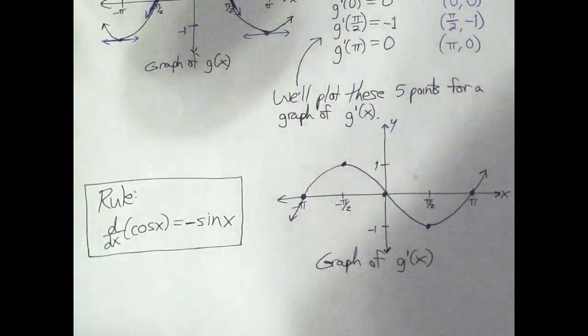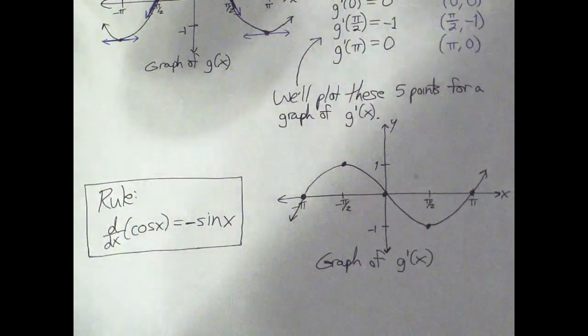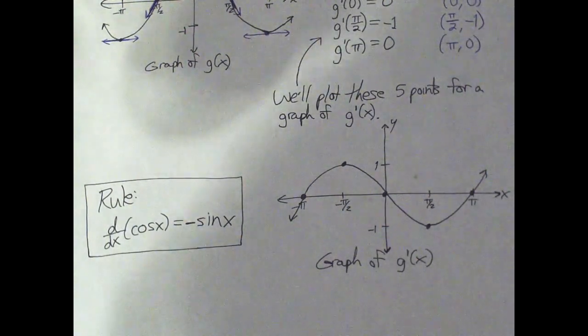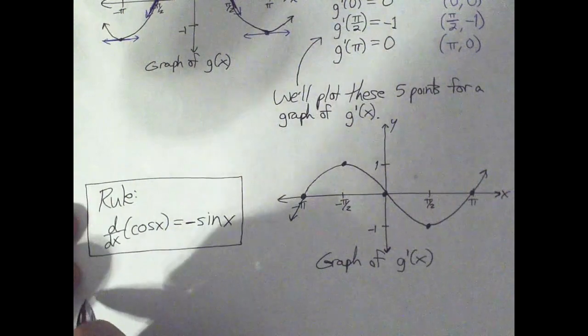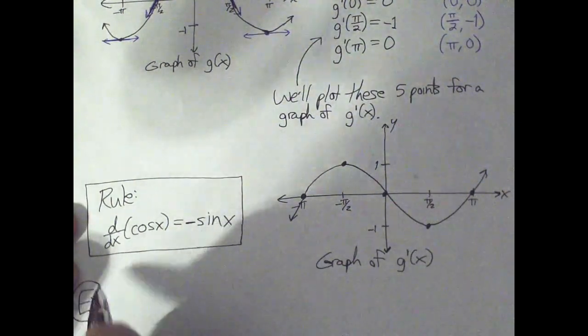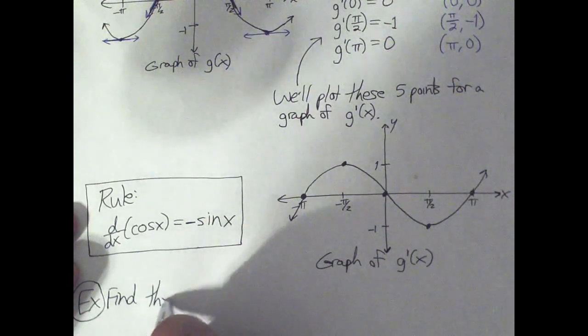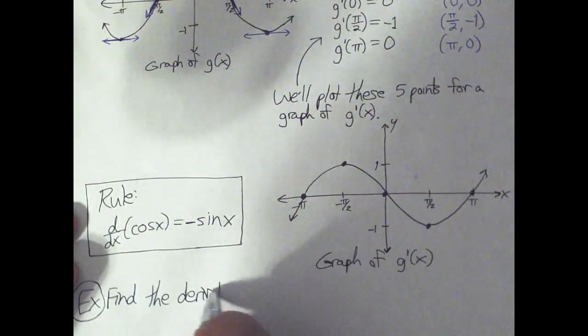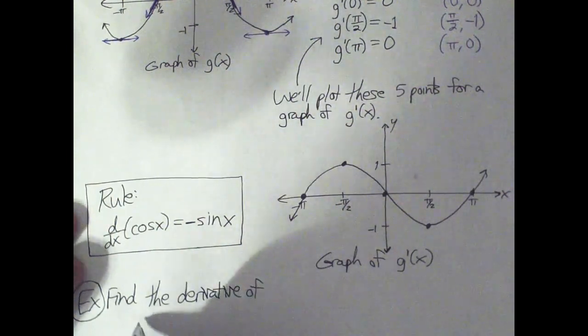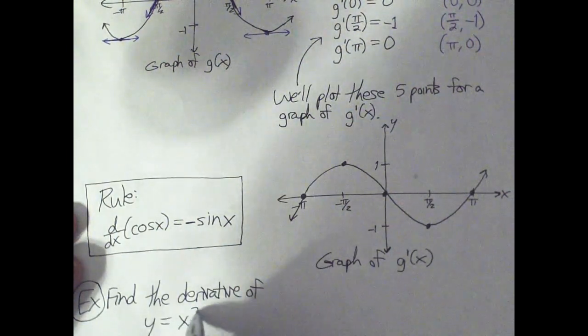So now we have a rule for the derivative of sine, derivative of cosine. We can add these two rules to our toolbox of derivative rules, and we can use them in combination with other rules as well. Let's do a problem. I'll do this one for us. I'll have something else for you later. So let's find the derivative of y equals x squared sine x.